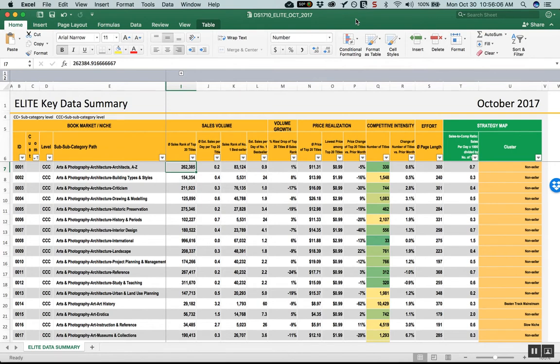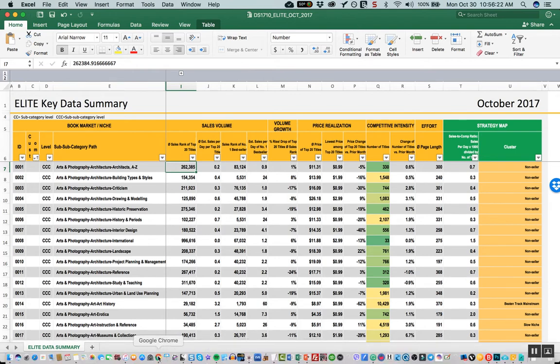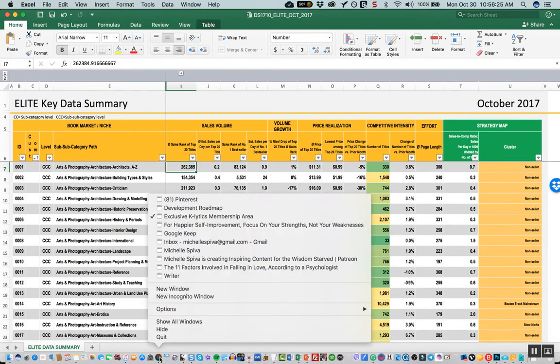So what I have here is the K-Lytics Elite data for October of 2017. This is the latest one that has come out, and I'm going to show you how to go through it. But before I do that, I'm going to jump over really quick and show you what it looks like to go through it when you're on the inside of K-Lytics.